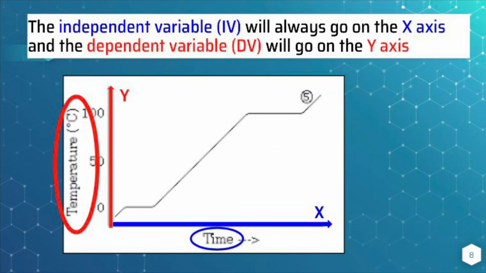Here we can see that the independent variable will always go on the x-axis and the dependent variable will go on the y-axis. You can see that time is the independent variable and temperature is the dependent variable.